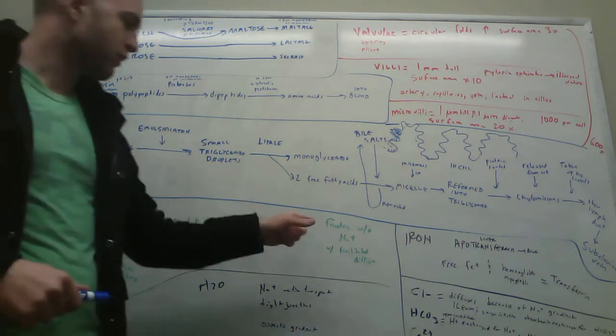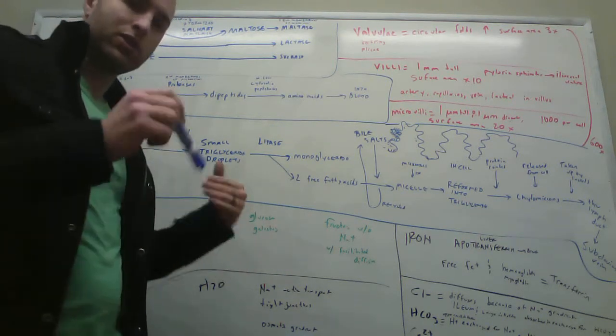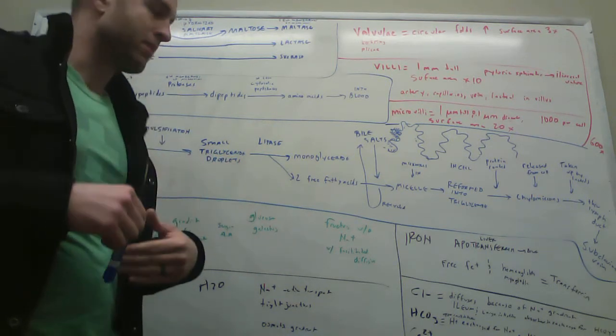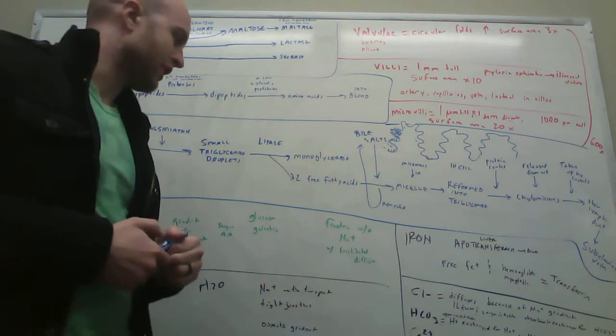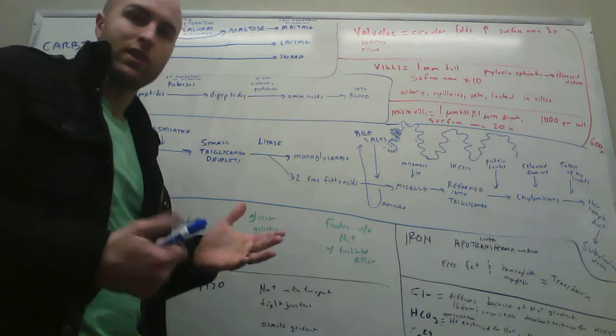Note though, fructose actually just goes through. I said glucose and galactose, the 2 G's, need sodium, but fructose actually just passes through by facilitated diffusion without sodium. So that's an interesting note.